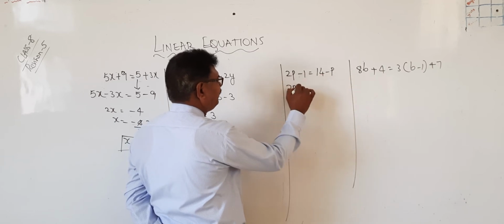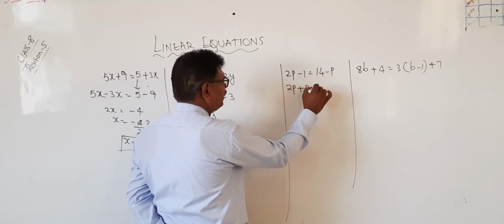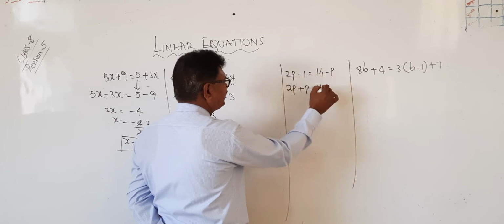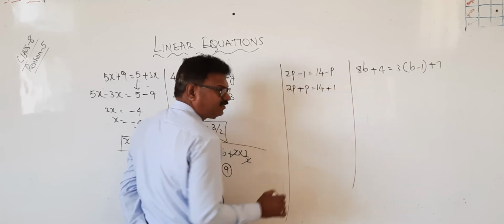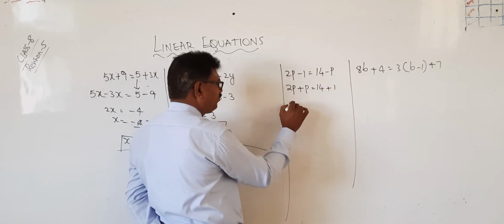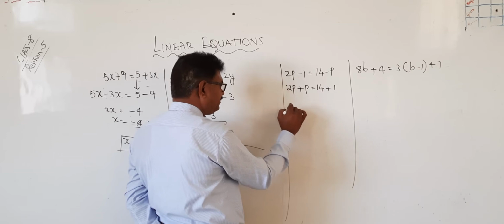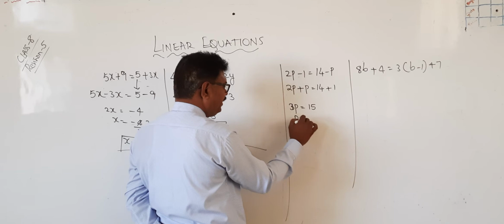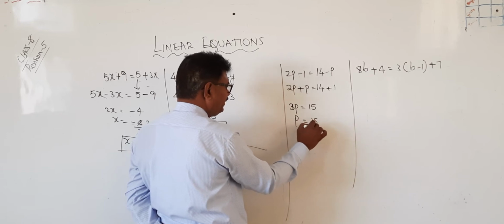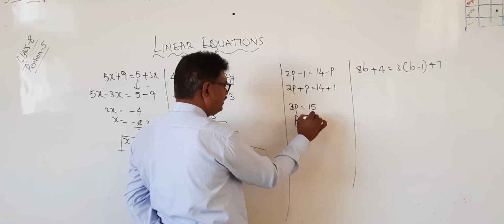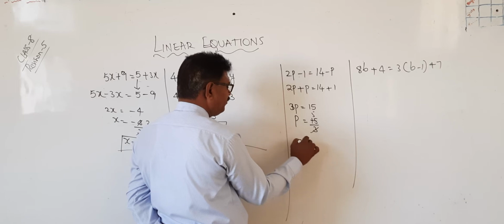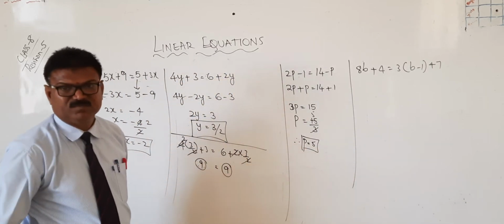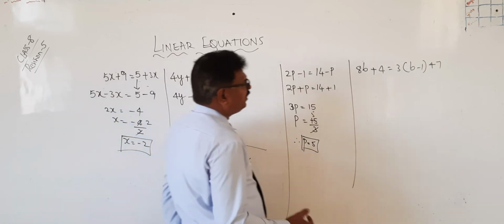2p minus p, if it comes here, plus p. Already 14 is there. Minus 1 if it goes that side, plus 1. Now 2p plus 1p is nothing but 3p is equal to 15. Now p equals 15 by 3. 3 ones are 3, 3 fives are 15. Therefore, p equals 5. If you want, here you can also substitute.